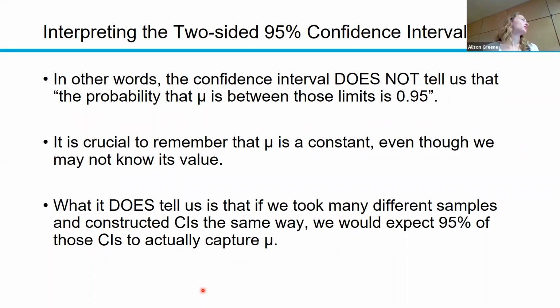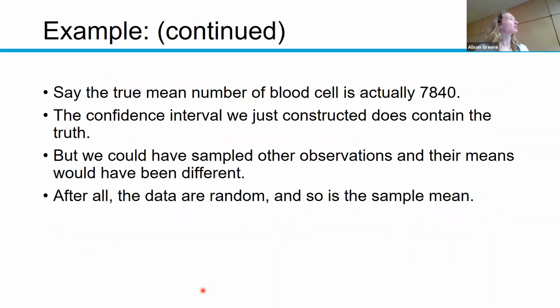And then again, if we took many samples, we hope 95 of them would come close to actually capturing the true mean. So that example continued with the white blood cell count. Say that the true mean number of white blood cells is actually 7,840. The confidence interval we constructed does actually contain that value, but it's important to know that we could have sampled a different set of 12 men, and the means could have been different. The data is random, which means the sample mean is random as well.